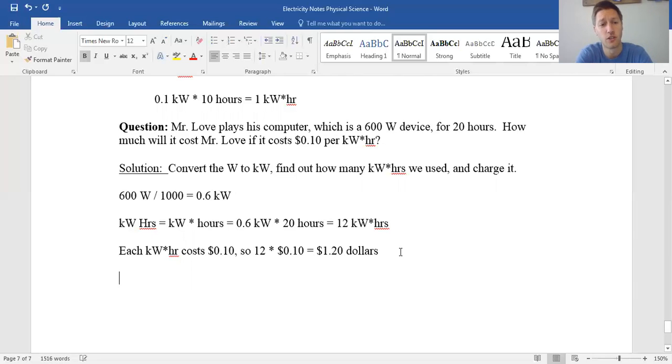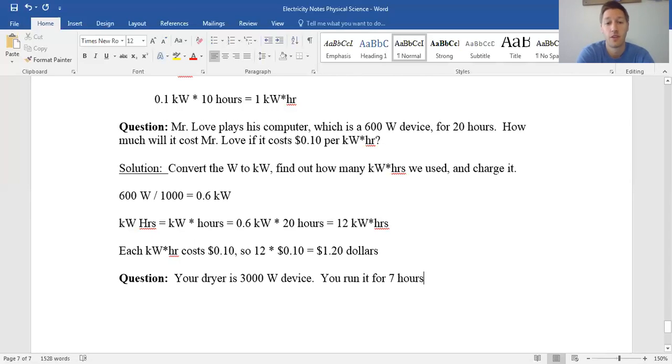Let's do one more question here for us. Let's calculate, how about a dryer machine? Your dryer is probably a 3,000 watt device. Let's say you run it for a Saturday. Now say you do 7 loads. And we'll keep the cost the same.